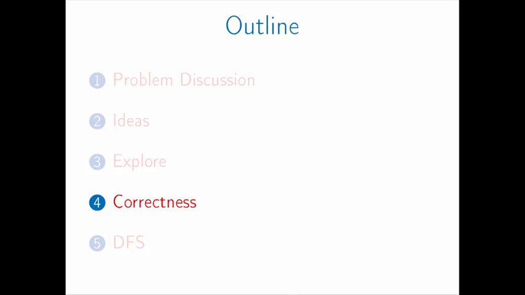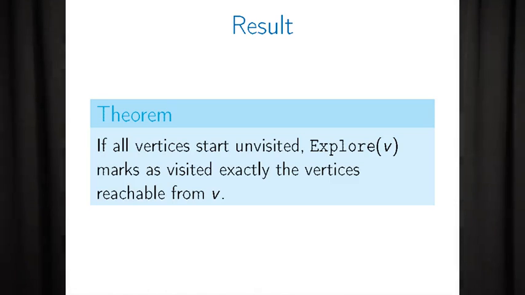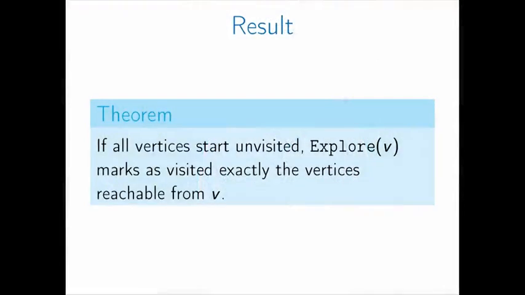Okay, so that's our algorithm. Let's talk about correctness. The theorem is that if all the vertices in our graph start as unvisited, when we run explore v, it marks as visited exactly the vertices that are reachable from V.